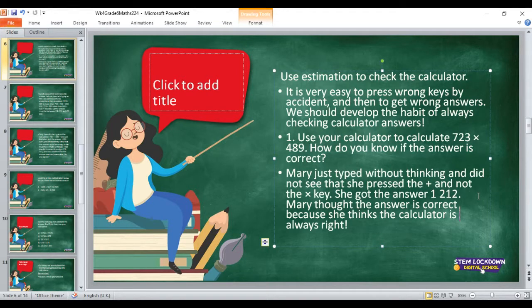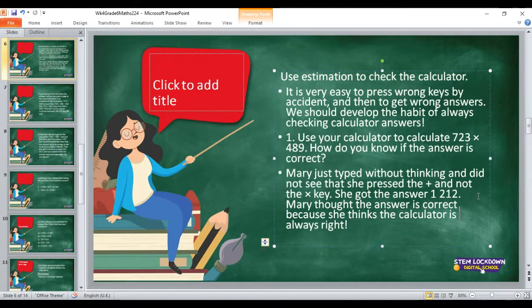How do we know that this answer is correct? Okay, what we then need to do is to quickly do a breakdown. Firstly, we estimate without pressing the calculator, we just look at the numbers. All right, 723 multiplied by 489, but at least the answer should be close to thousands, or rather to more than 10,000, let's say. The answer should be more than 10,000, okay?